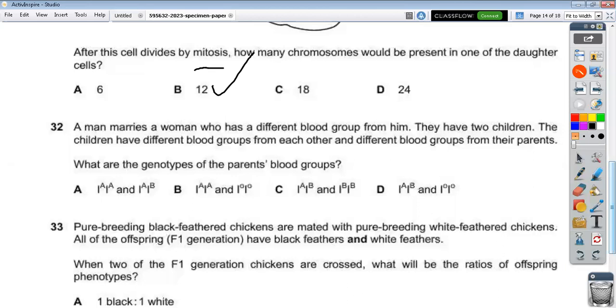Because remember the keyword they said: the children's blood groups are different from what? The children have different blood groups from each other, and different from what? From their parents. And different from their parents.